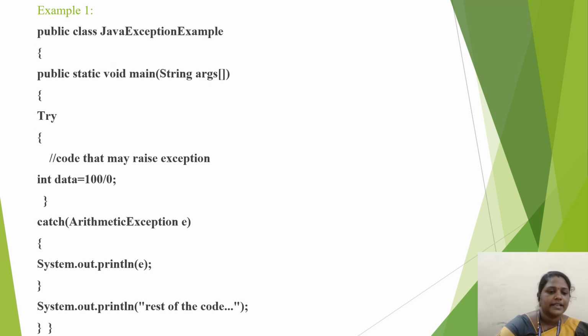In this, the catch block specifies the exception class name, like ArithmeticException, then the object name is E. Then you have to print the statement System.out.println, referring to the object name E. Finally, the remaining code will be executed. So whatever exceptions occur should be placed in the try block. These exceptions are caught by the catch block with the exception class name and then the reference object. This is an example of the try and catch block.